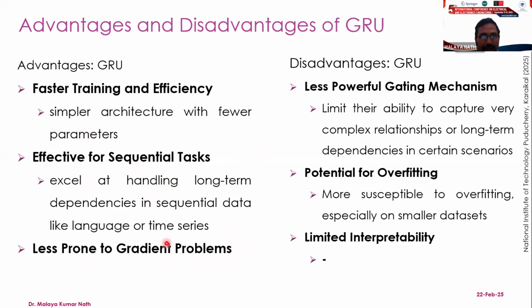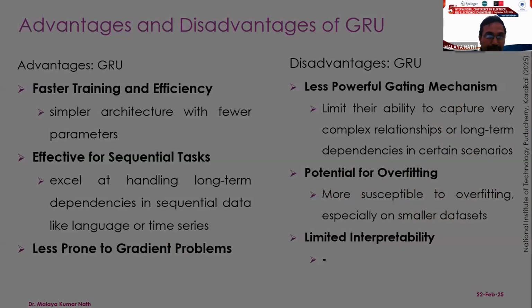If you look into the other side of the gated recurrent unit, it has a less powerful gating mechanism, which limits its ability to capture complex relationships or long-term dependencies in certain scenarios. It has a potential for overfitting, being more susceptible to overfitting, especially on smaller datasets. It has limited interpretability. That means it behaves like a black box, so what exactly is the interpretation or explainability for this?